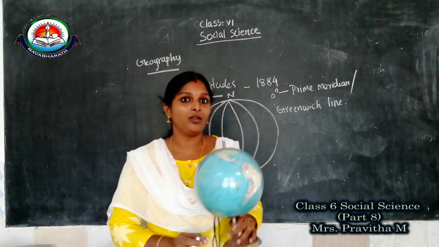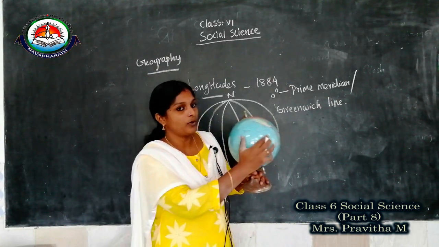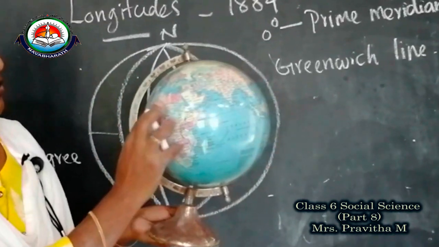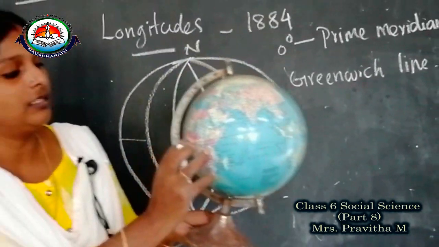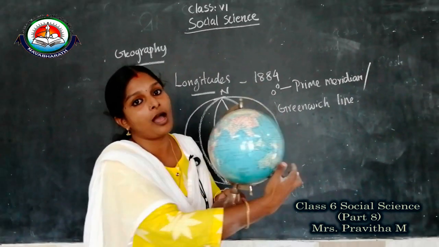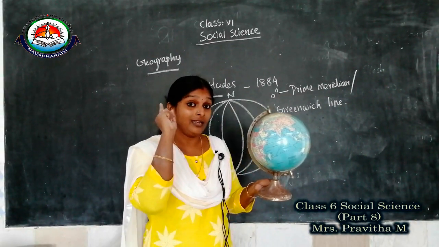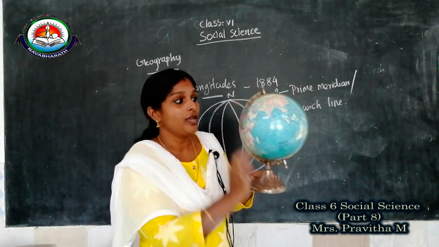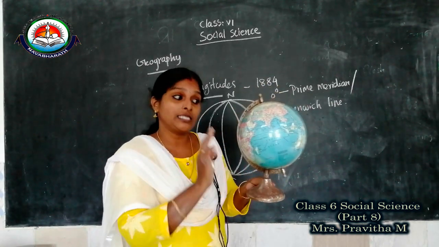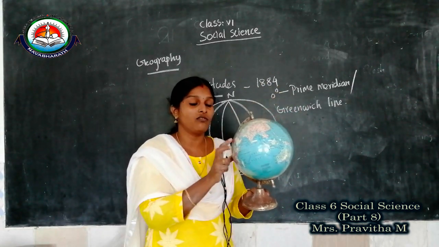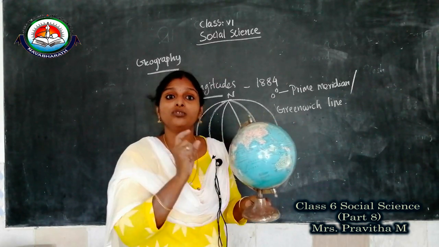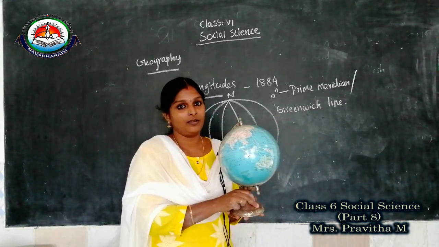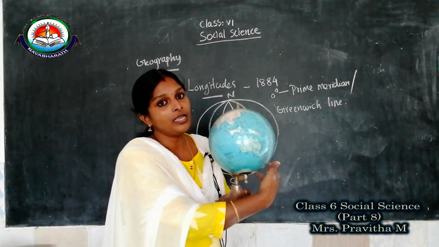Clear? Then we will look at the globe, children. You can see the globe. This is the 0 degree longitude. These are known as longitudes. The 0 degree longitude divides the earth into two equal halves. We discussed in the last class that the 0 degree latitude divides the earth into two equal halves, the northern hemisphere and the southern hemisphere. In the same way, the prime meridian divides the earth into two equal halves: the western hemisphere and the eastern hemisphere.